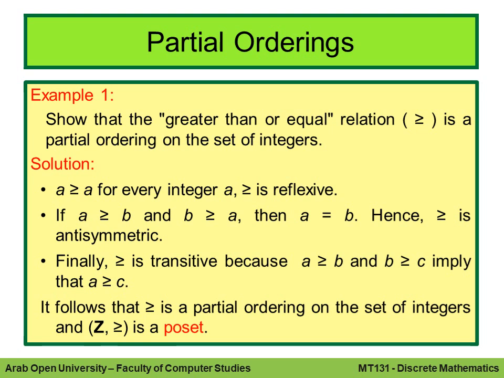If that's the case, then A must equal B, and that is the property of antisymmetric. Transitivity is easy. If A is greater than or equal to B, B is greater than or equal to C, then A will be greater than or equal to C. Then greater than or equal is a partial order. If you take Z with the greater than or equal relation, that is a poset. Greater than or equal is a relation that will define a partial order on the set of integers.